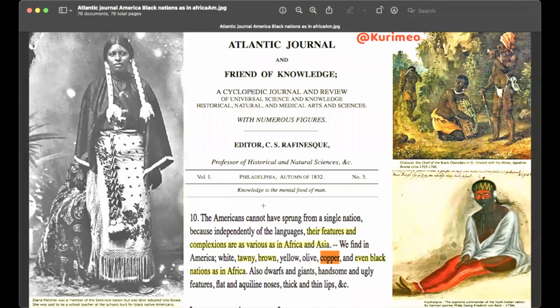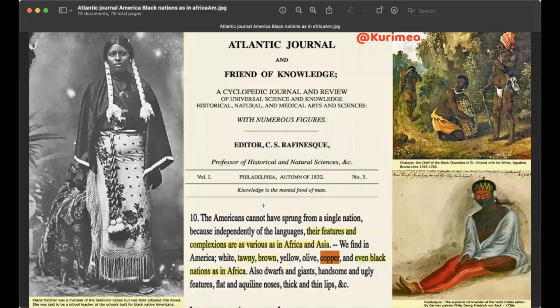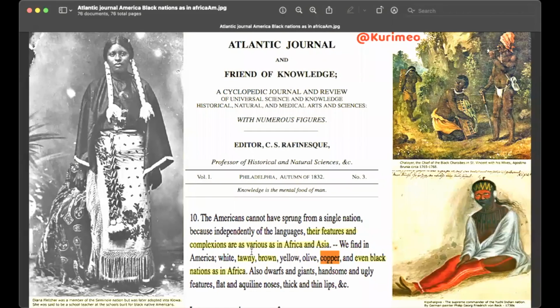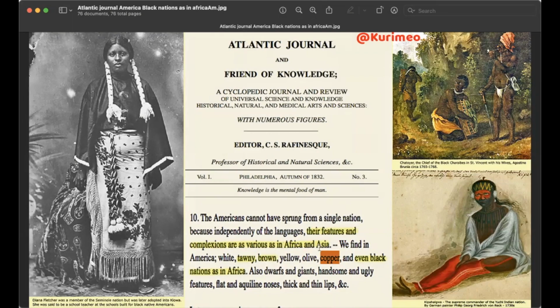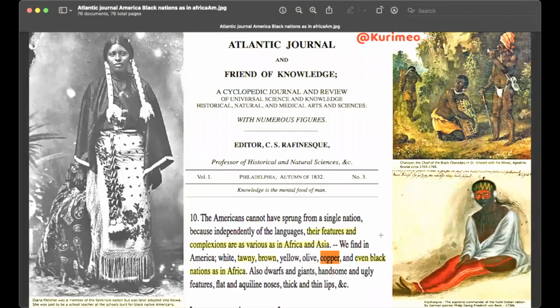Atlantic Journal and Friend of Knowledge, Cyclopedic Journal and Review of Universal Science and Knowledge, Historical, Natural, Medical, Arts and Sciences, with numerous figures by editor C.S. Rafinesque, professor of Historical and Natural Sciences. Knowledge is the mental food of man, okay? The Americans cannot have sprung from a single nation because, independently of the languages, their features and complexions are as various as in Africa and Asia, okay? Their complexions vary, just like in Africa, talking about Americans.